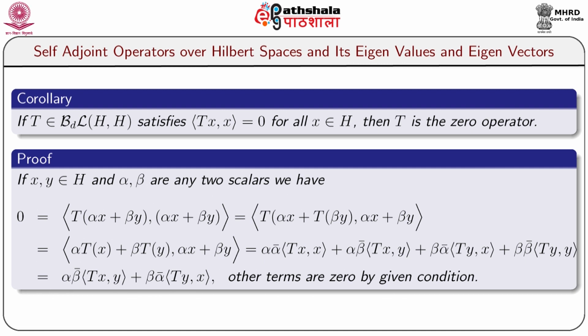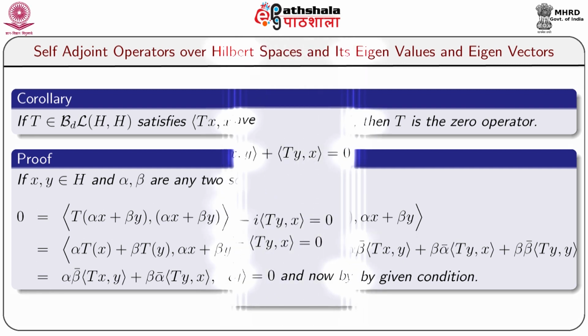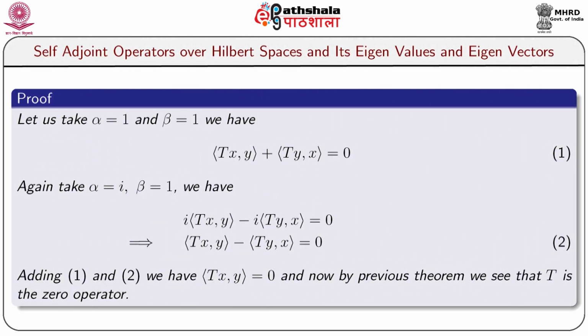which is equal to alpha alpha bar ⟨Tx, x⟩ plus alpha beta bar ⟨Tx, y⟩ plus beta alpha bar ⟨Ty, x⟩ plus beta beta bar ⟨Ty, y⟩, which is equal to alpha beta bar ⟨Tx, y⟩ plus beta alpha bar ⟨Ty, x⟩. Other terms are 0 by the given condition. Let us take alpha equal to 1 and beta equal to 1. We then have ⟨Tx, y⟩ plus ⟨Ty, x⟩ equal to 0. This is equation number 1.